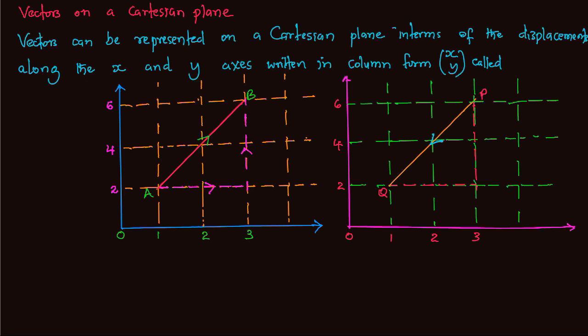We now want to look at vectors on a Cartesian plane. Vectors can be represented on a Cartesian plane in terms of the displacements along the x and y axis, written in column form, (x, y), called a column vector.